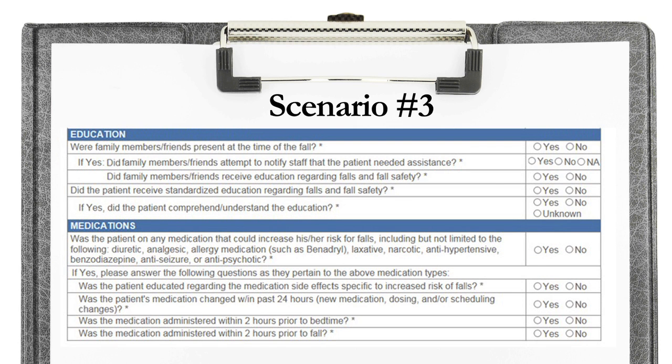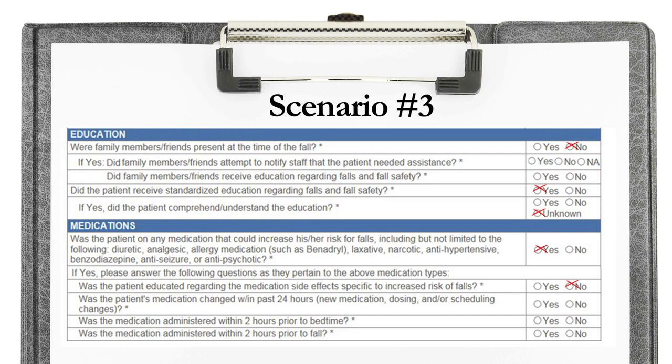After this, you would go to the education section and answer no to the family member or friend being present since the patient walked alone, and yes to being educated on fall safety, but check unknown because we do not know if the patient had an understanding of it. Next, you would fill out the medication section because the patient was on a medication. You would then answer the following 4 questions related to the medication.